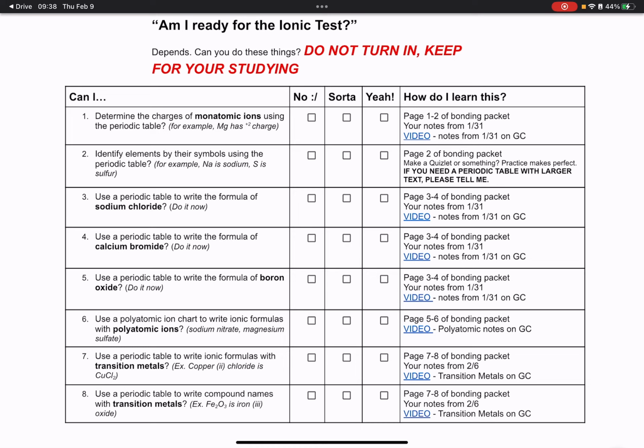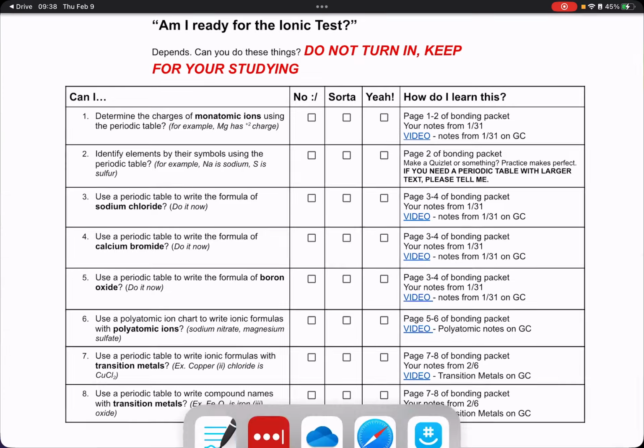And you can watch this and check whether or not you really do know what's going on, whether you're going to do well on this test. This will give you a better idea on the stuff that you know and the stuff that you don't know. So let's jump in with number 1. This is determining the charges of monatomic ions using the periodic table.